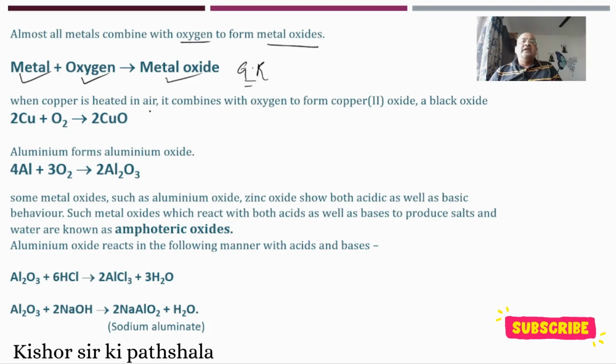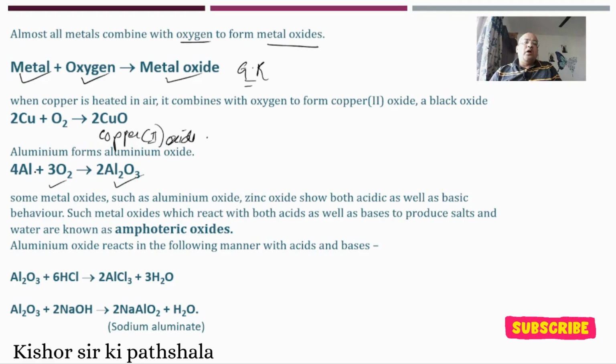When copper is heated in air, it combines with oxygen to form copper oxide, which is a black oxide. So here you see copper, we have taken oxygen, we have got copper oxide, which is black in color. Aluminium forms aluminium oxide. Here aluminium reacts with oxygen and forms aluminium oxide.